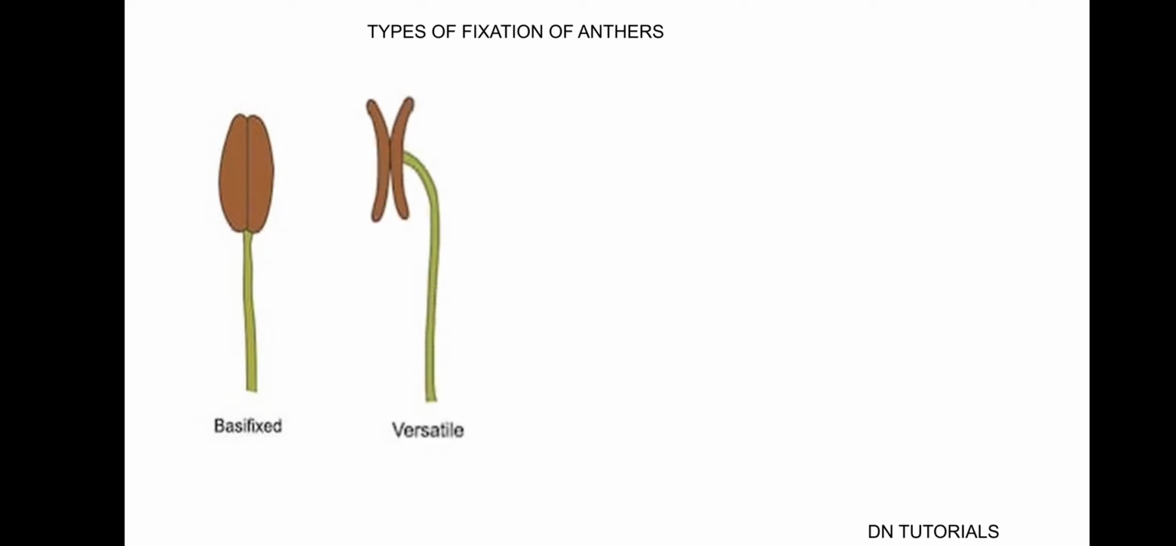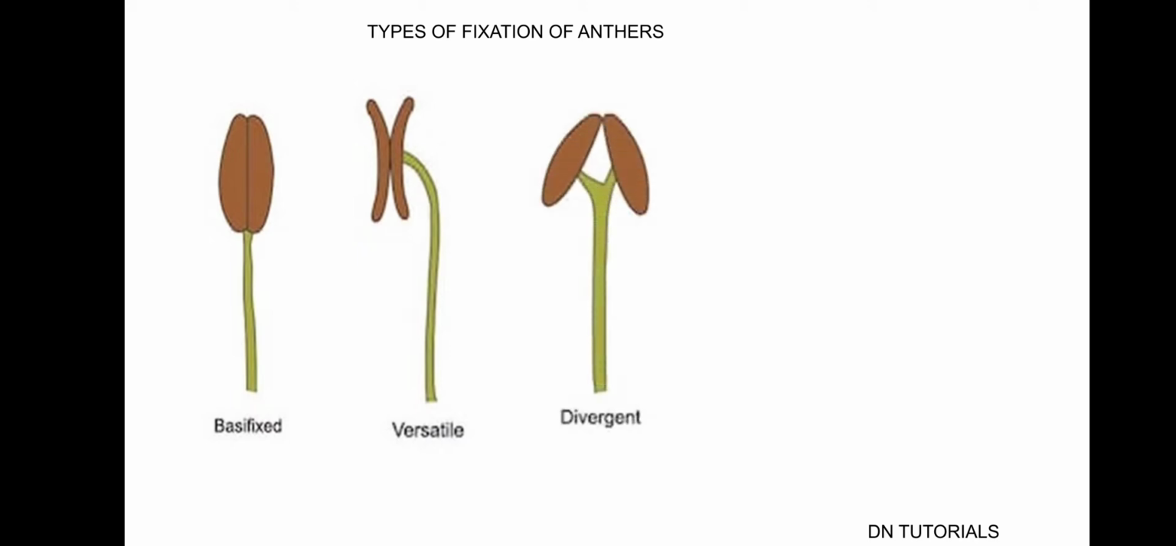Now anthers are of various types depending on the fixation of anther to the filament. The first one is the basifixed anther. Basifixed anther is an anther attached from its base to the filament. The second is the versatile anther. An anther whose attachment is in the middle so that it can swing freely is called a versatile anther. In this picture you can see that the anther is dangling. Right? So this type of anther is present in all those plants where the pollination is through the wind so that the pollen grains can be carried easily.